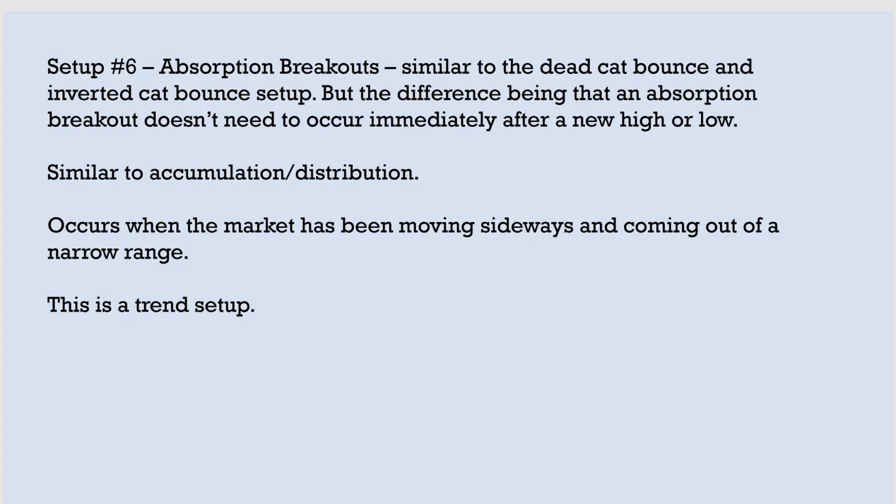All right, so the last setup is the absorption breakouts. Now, it's similar to a dead cat bounce and inverted dead cat bounce setup, but the difference being that an absorption breakout doesn't need to occur immediately after a new high or low. Similar to accumulation distribution, it occurs when the market has been moving sideways and coming out of a narrow range. This is a trend setup, right? So what's happening is you're breaking out and you're expecting the market to continue in that direction.